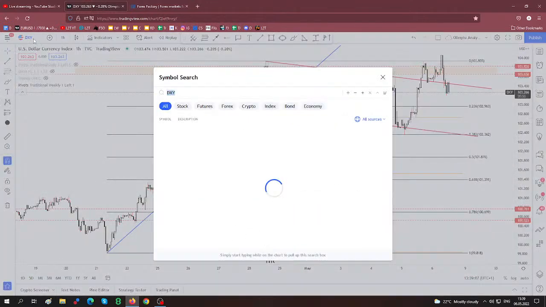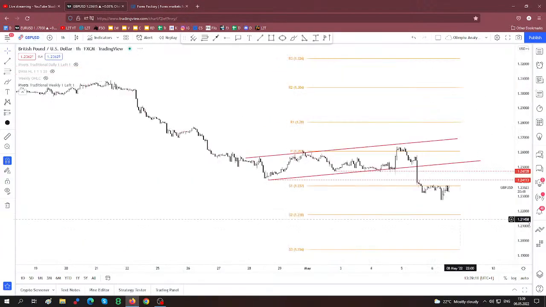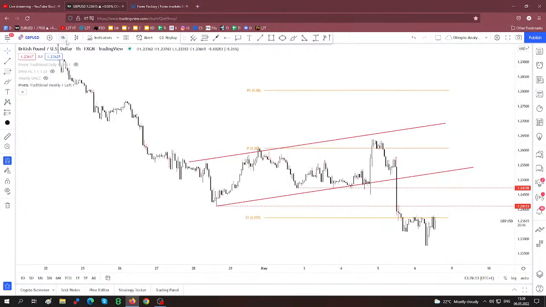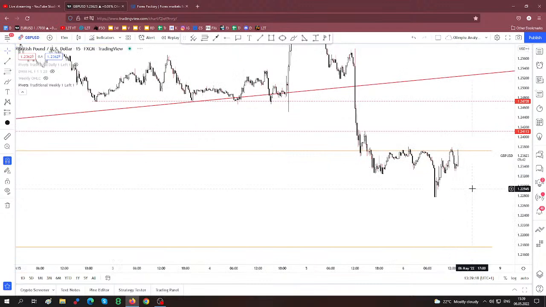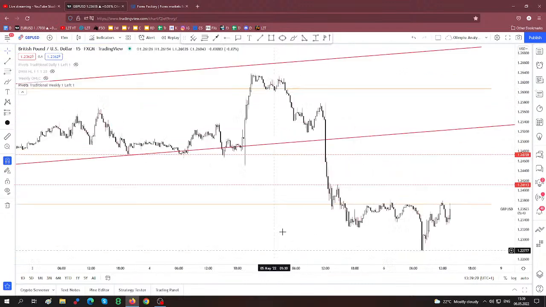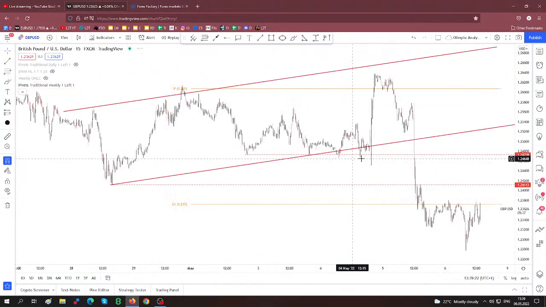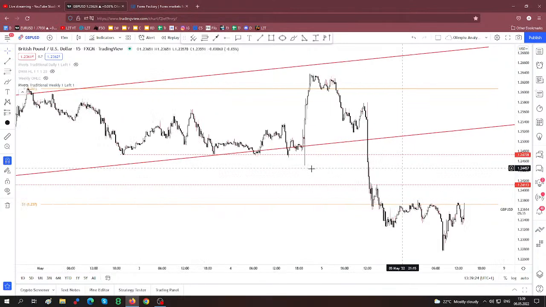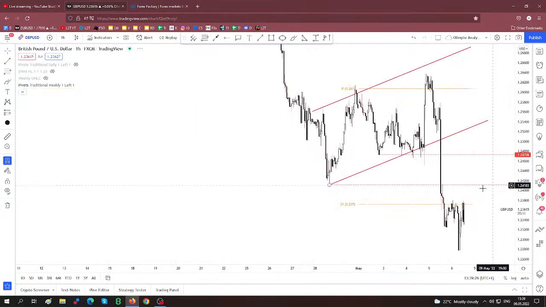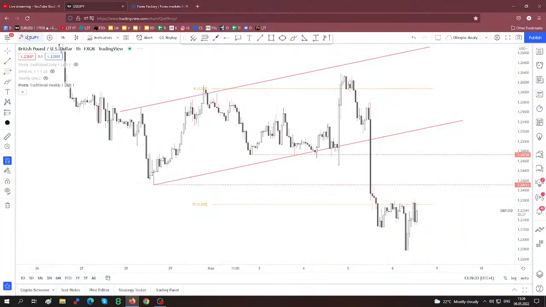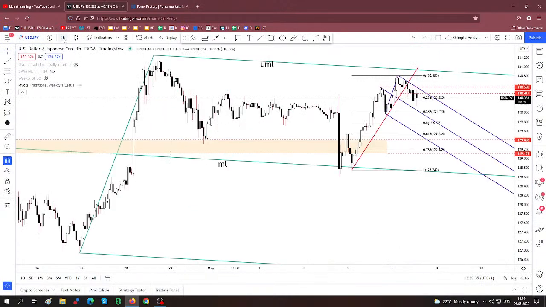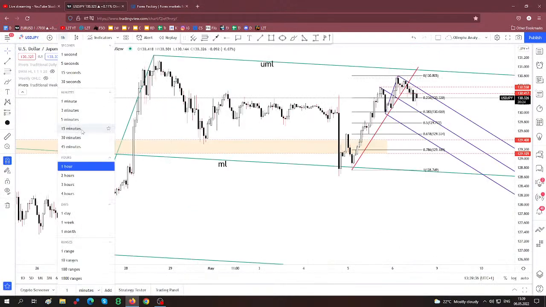So right now it's too late to go short here on the British pound versus the US dollar. That's why I will look for something else. Maybe we had something here, but it was risky, or actually personally I would have liked to see a retest here before dropping deeper. So US dollar, Japanese yen. Maybe let's take a look at this market.